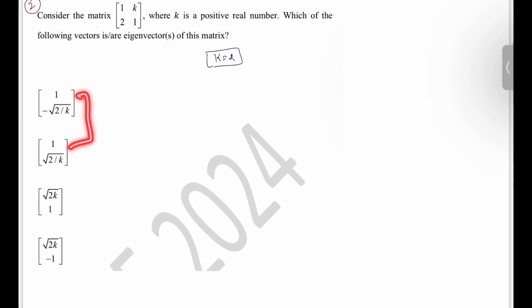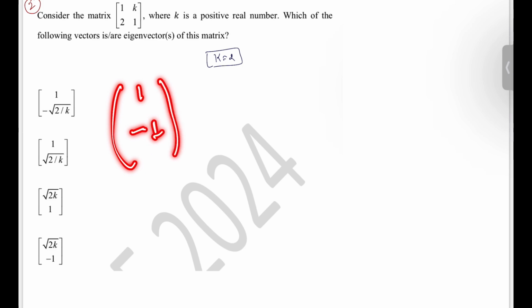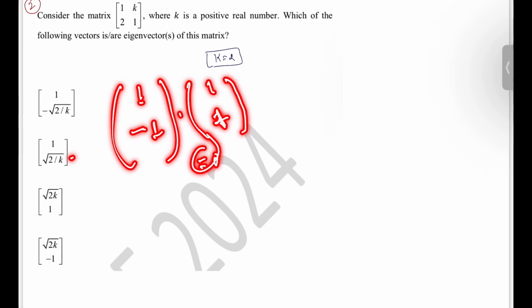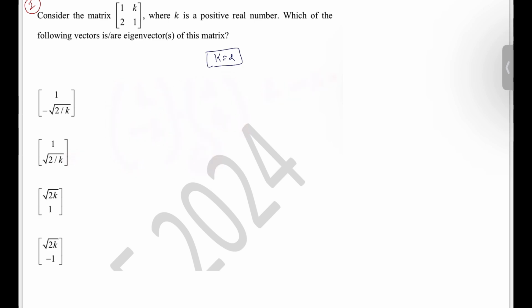We can check these two also. So 1 minus k is 2, so that will be minus 1, and I am taking the dot product with this (1, 1). So the dot product will be 0, right? Because 1 into 1 is 1, minus 1, that is 0. So these two can be our eigenvectors. Let's check for others also.